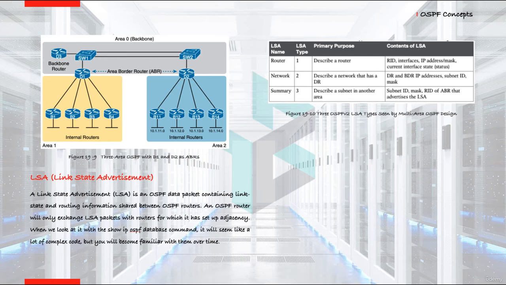When there is a route update in area 1, it is shared only with the routers in this area, then the router that is ABR sends these updates to the backbone router, and the backbone router publishes this update to other ABR routers. Now let's talk briefly about OSPF LSAs.